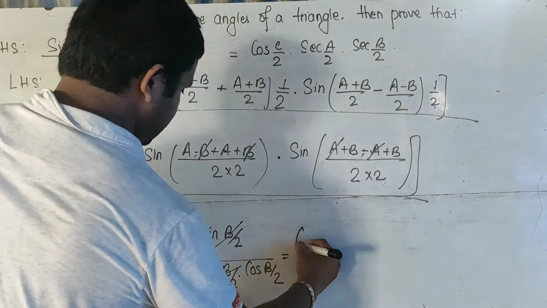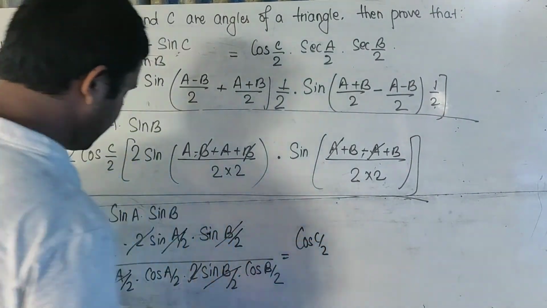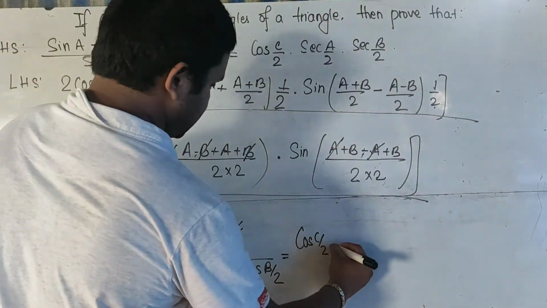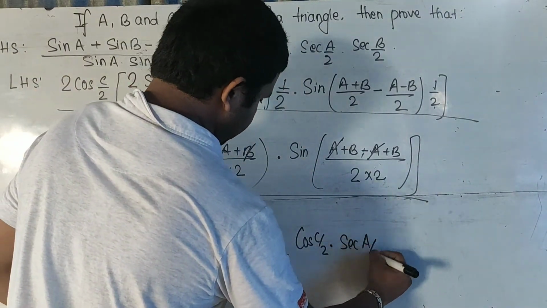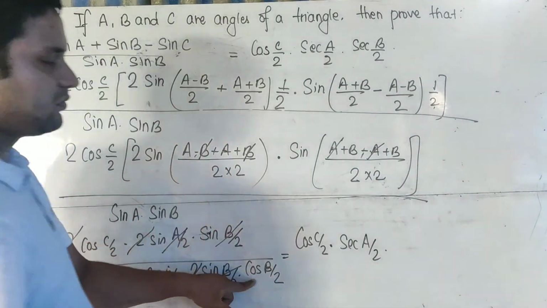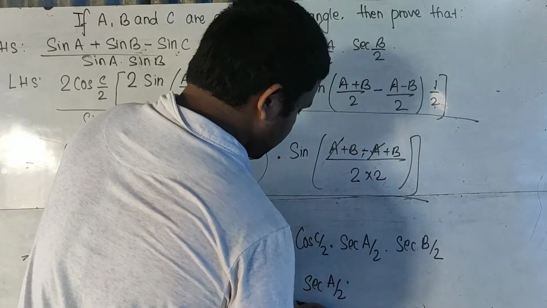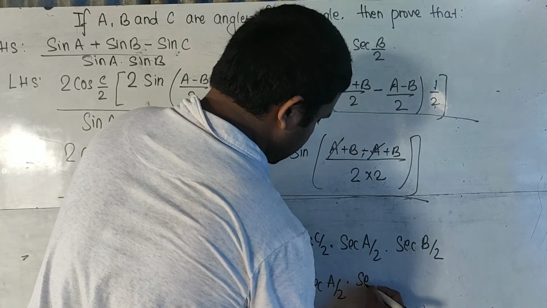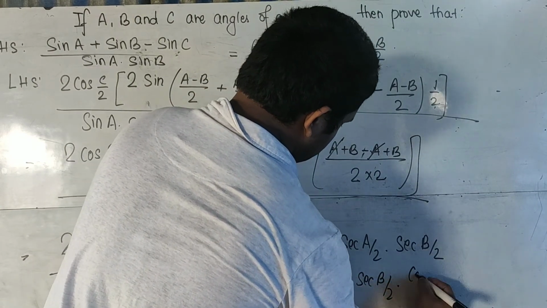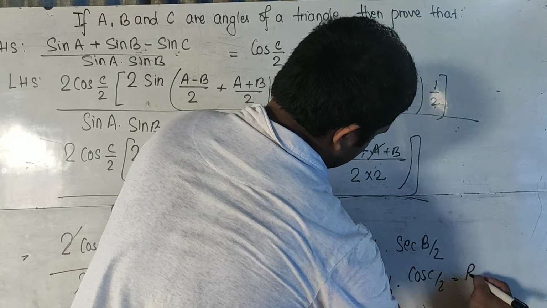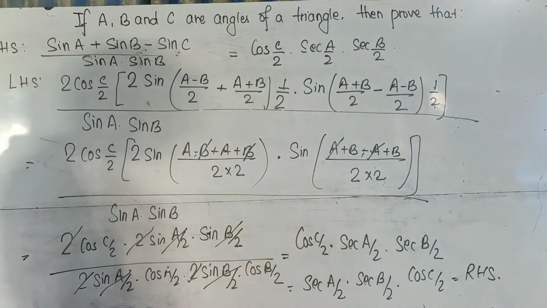And you will have cos C/2 as it is, and you have 1 by cos A/2, that is sec A/2, and you also have 1 by cos B/2, that is sec B/2. Now this is our solution. So you will have sec A/2 dot sec B/2 dot cos C/2 as our RHS. So this is how we solve our problem.